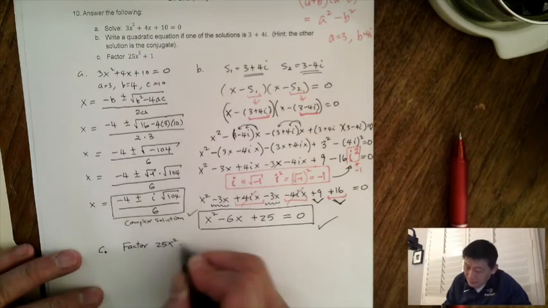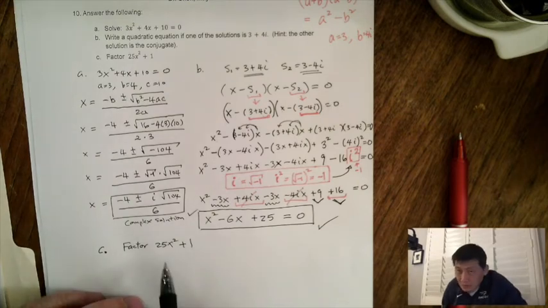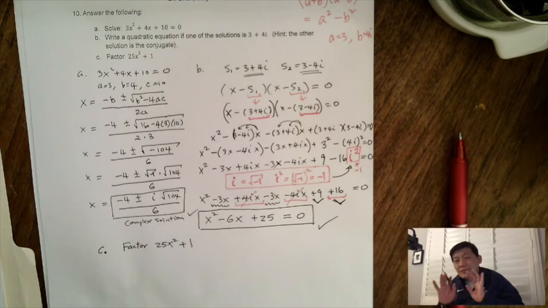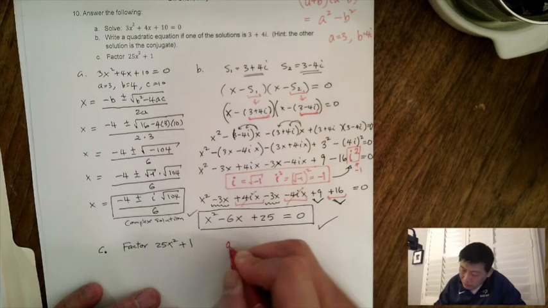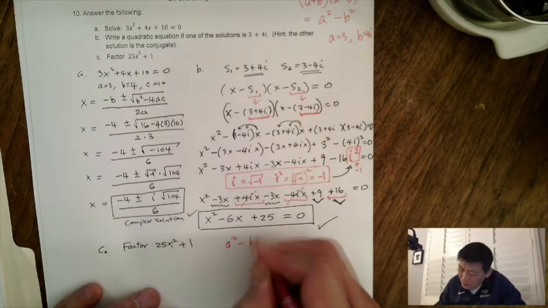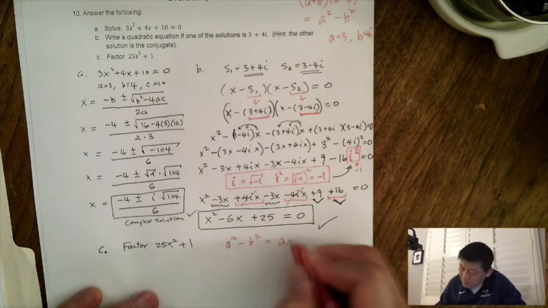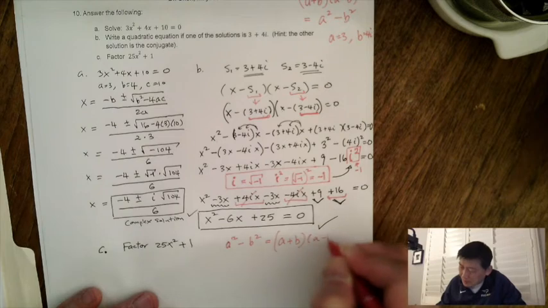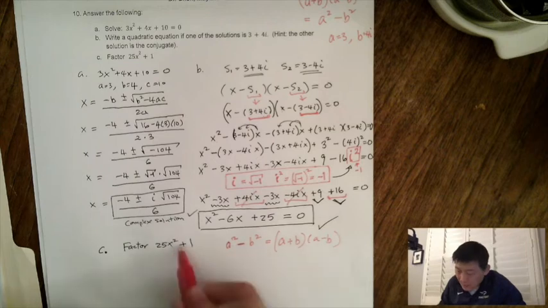25x squared plus 1. Now, we know how to factor a difference of squares. We don't know how to factor the sum of squares. Well, at least we don't have a straightforward formula to factor a sum of squares, right? We have a squared minus b squared, and we know that this is just a plus b times a minus b. Now that's a minus right there in between, right? But this is a plus and it's 1.